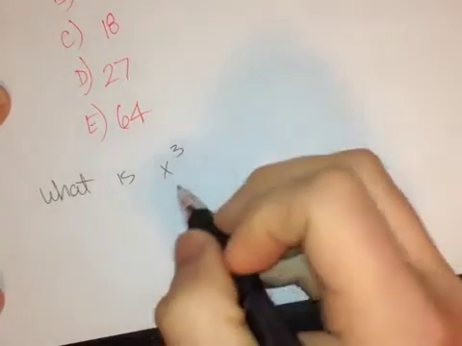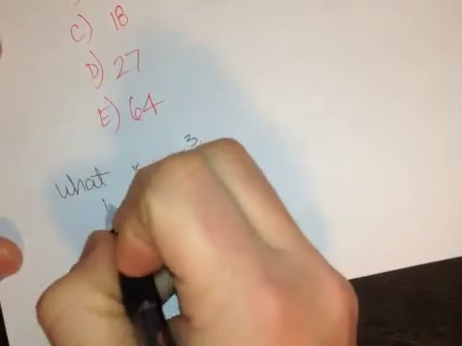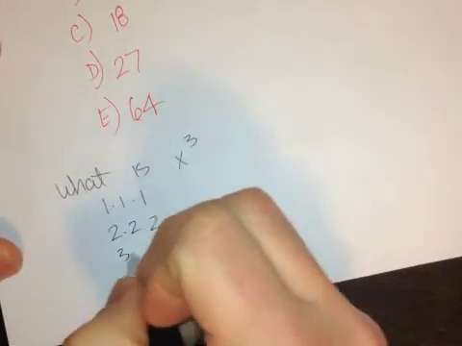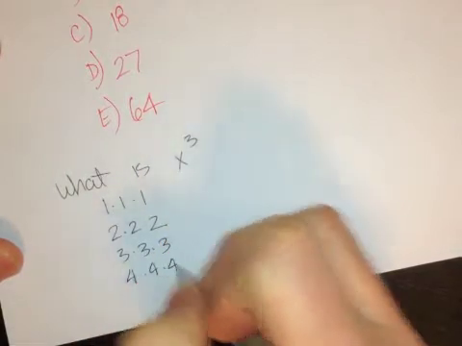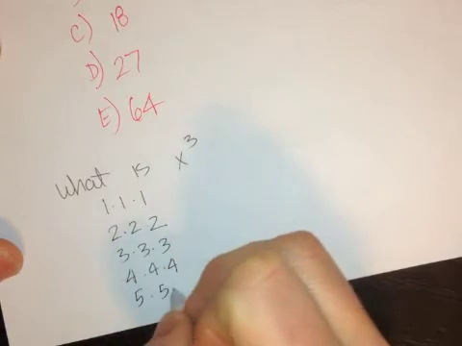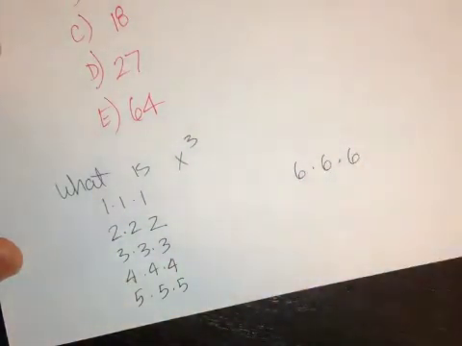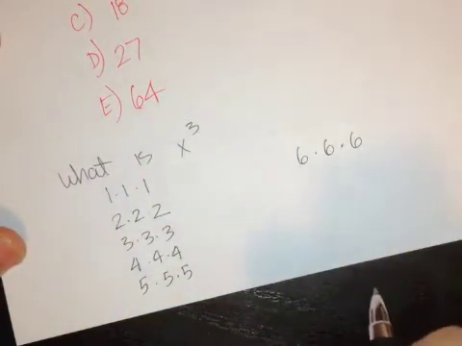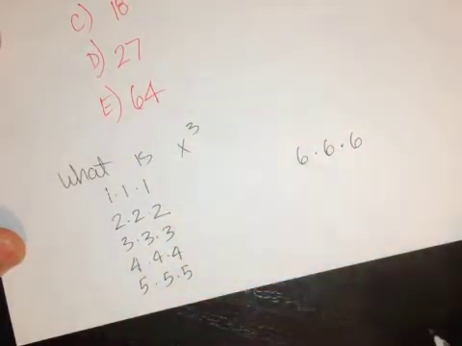Remember, what that means is something times itself 3 times. So we could have numbers like 1 times 1 times 1, 2 times 2 times 2, 3 times 3 times 3, 4 times 4 times 4, 5 times 5 times 5, or maybe 6 times 6 times 6. Odds are one of these numbers is going to be your x value. So let's see what these work out to be, and then we'll know to look for them.